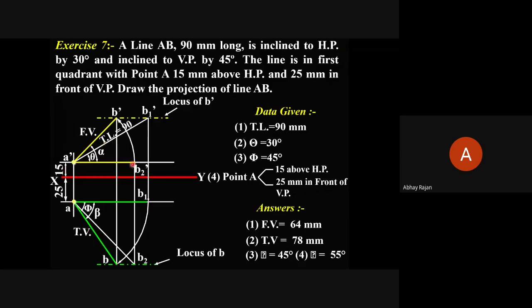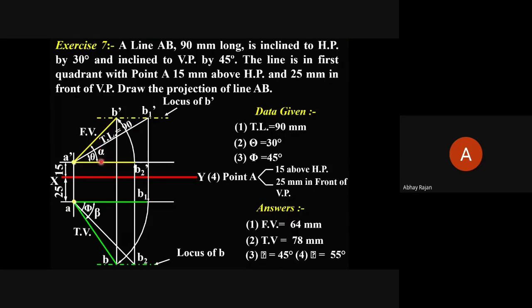If your construction is done with the proper measurements, you will get a dimension for this. You can find out the dimension of this, and that will be our final solution. If the length of the front view is asked, it will be 64 mm, and if the top view is asked, it is 78 mm. There will be only one answer for this solution, if you have drawn everything properly.